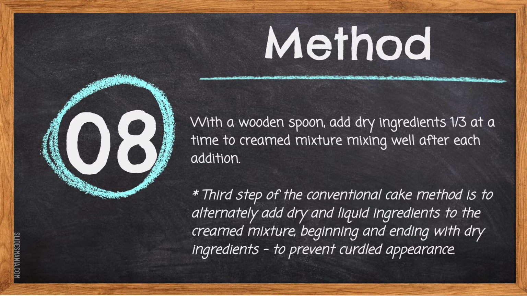Step 8. With a wooden spoon, add dry ingredients 1/3 at a time to the creamed mixture, mixing well after each addition. This is the 3rd step of the conventional cake method, is to alternately add the dry ingredients to the liquid ingredients with the creamed mixture, beginning and ending with dry ingredients. That prevents a curdled appearance, especially when it's a cake.